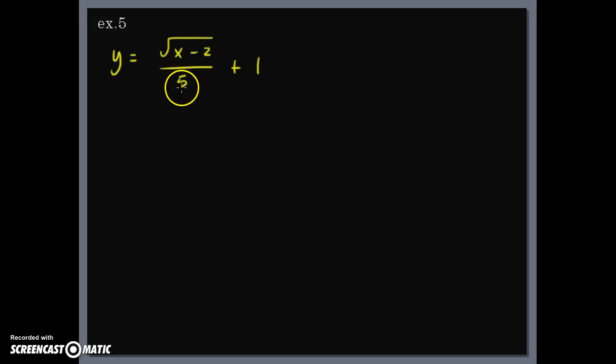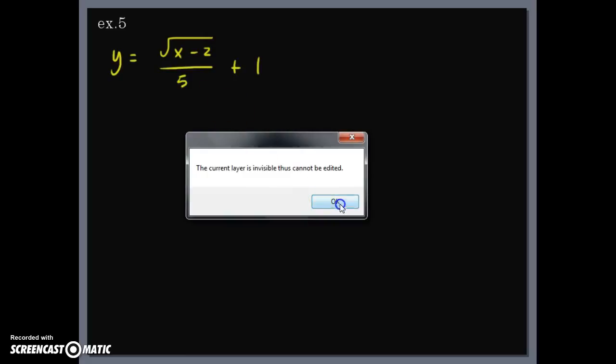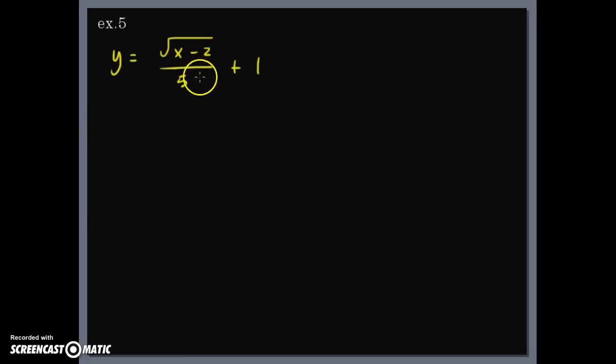Last one for today. So we've got our radicand right here. We've got it being divided by 5 and plus 1, but these aren't under the radicand, so we don't need these for finding our domain.